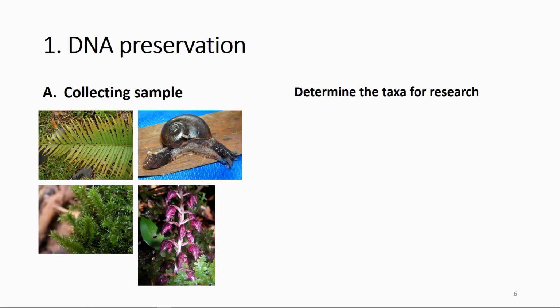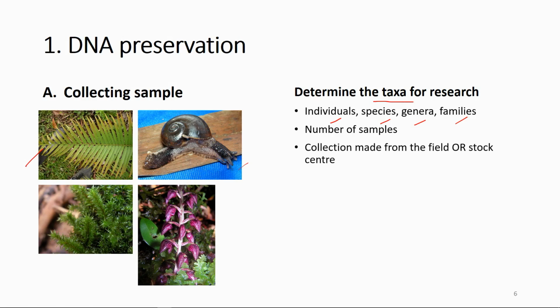To collect the sample, the sample is usually the organism, so it can be plant or animal. Okay. So first you have to determine the taxa for the research. Which species or which family or which genera do you want to study? So your research unit can be individual, species level, genera level, or family level. And you also have to decide how many samples you want to collect.